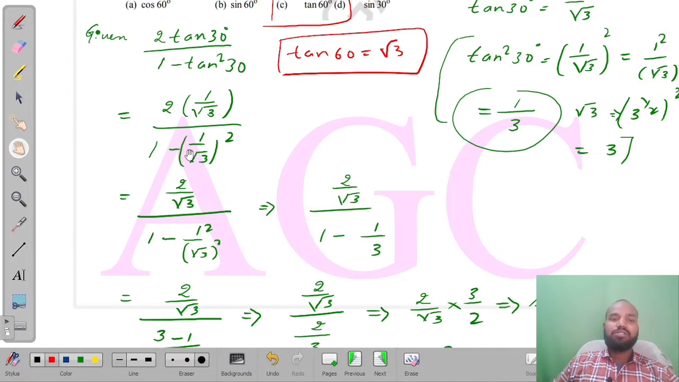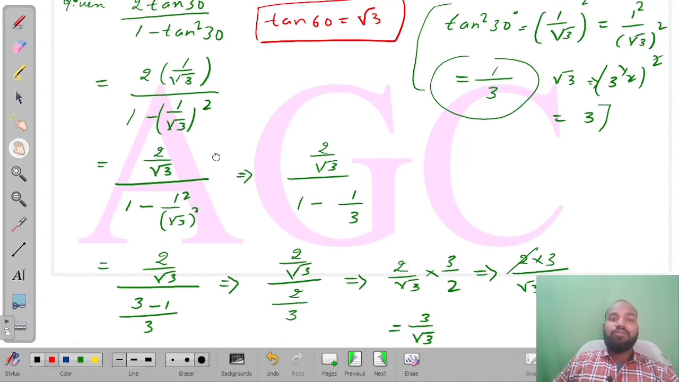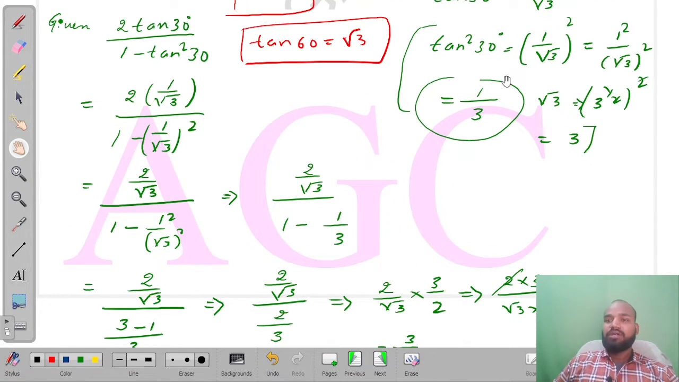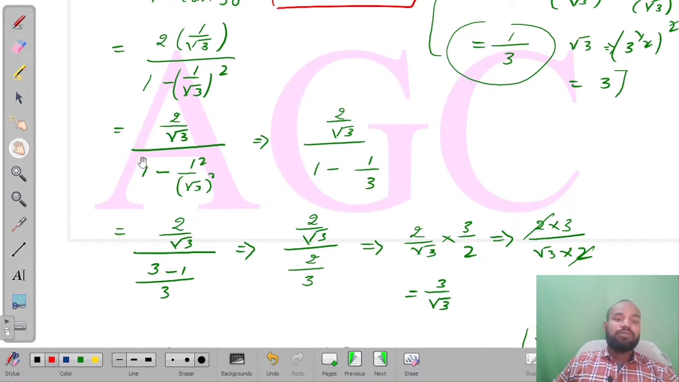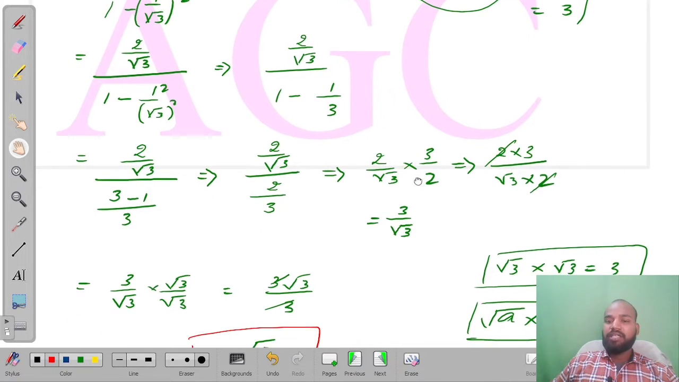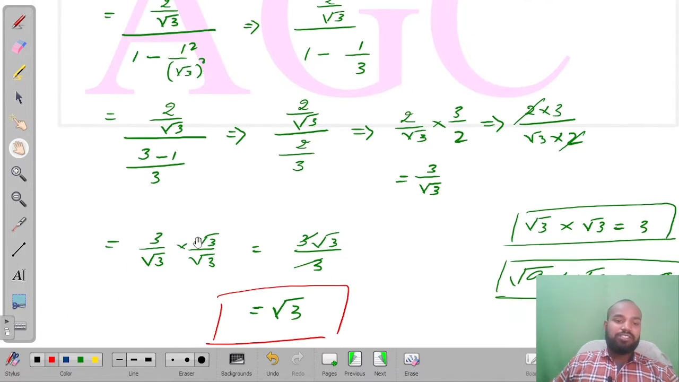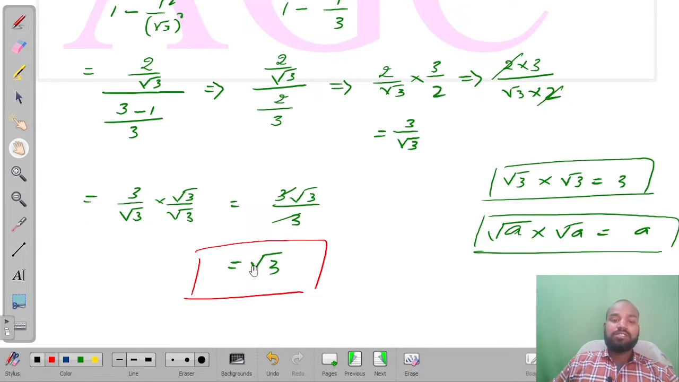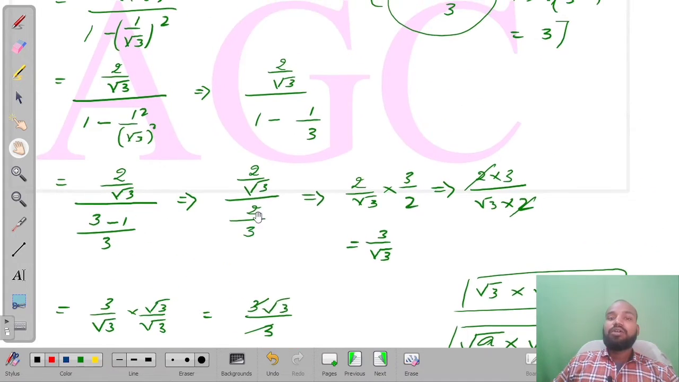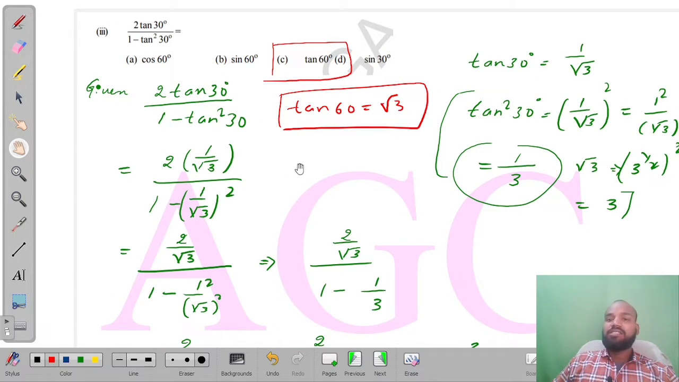So I am writing it as 1 by root 3 whole square. 1 by root 3 whole square is nothing but 1 by 3. We are getting this by solving this equation. Next, 2 by root 3 by 1 minus 1 square by root 3 whole square. Then we get 2 by root 3 by 1 minus 1 by 3. By solving this, at the end we get 3 by root 3. By rationalizing numerator and denominator by root 3, we get 3 root 3 by 3. So the 3 is going to cancel. The remaining thing is root 3 by 1, that is nothing but root 3. The root 3 value is matching with tan 60. Tan 60 is equal to root 3. So this is your final answer, guys.